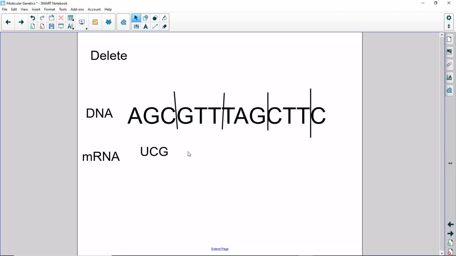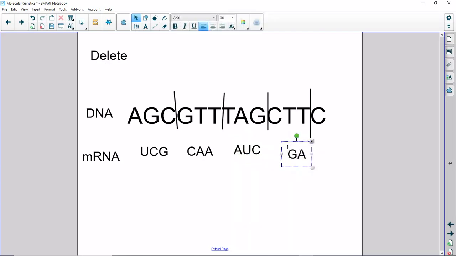All right. GTT, what does that give you? That gives you CAA there. What does TAG give you? TAG normally gives you AU. Excuse me. We'll get a different one here. CAA. Good. What does TAG give you? TAG will give you AUC. Normally, what does CTT give you? CTT is going to give you GAA.